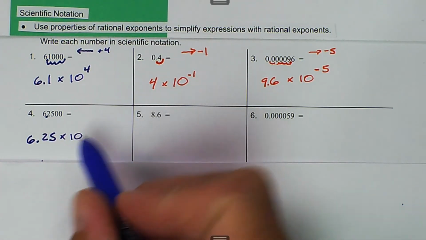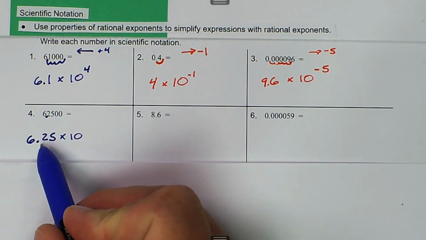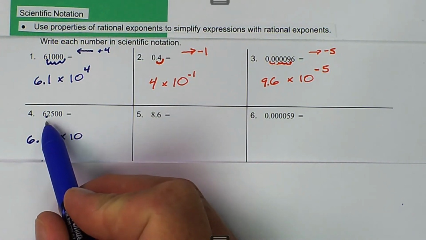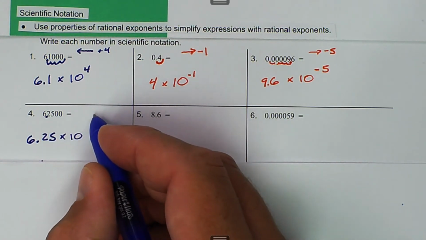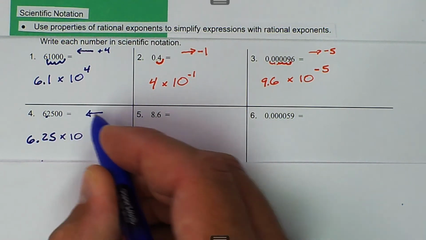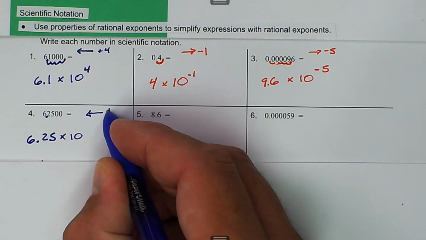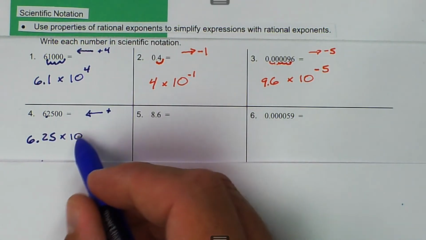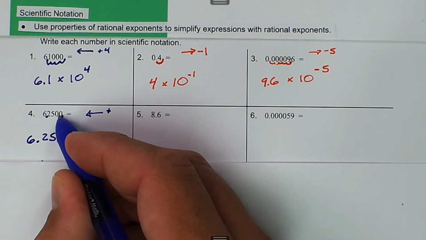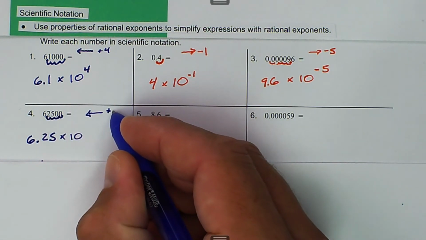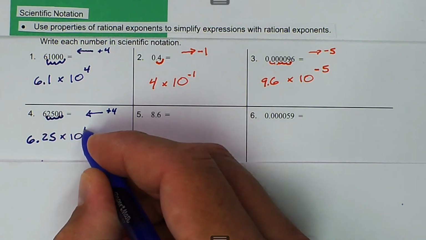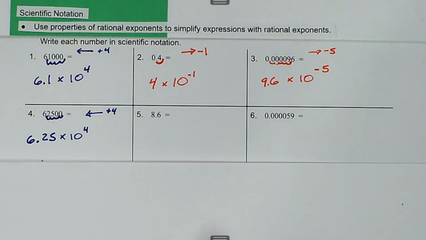And then we have to decide: 6.25 is a lot smaller than 62,500. So we know that we're going to have a positive exponent. So we're going to move it to the left, and we know that it's going to be a positive value that we put in our exponent. So 1, 2, 3, 4. So that's going to be positive 4, or 10 to the 4th.